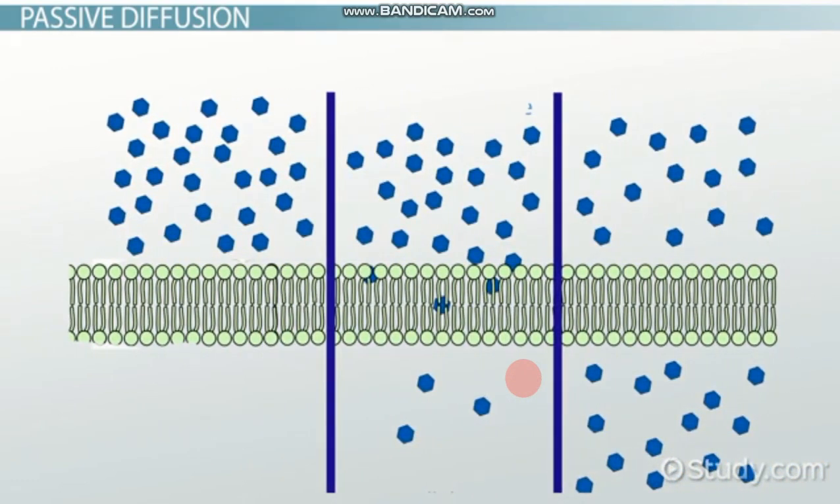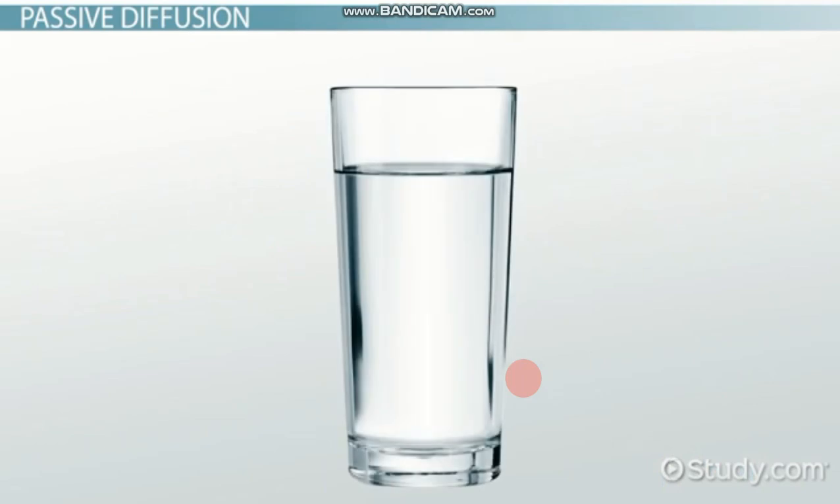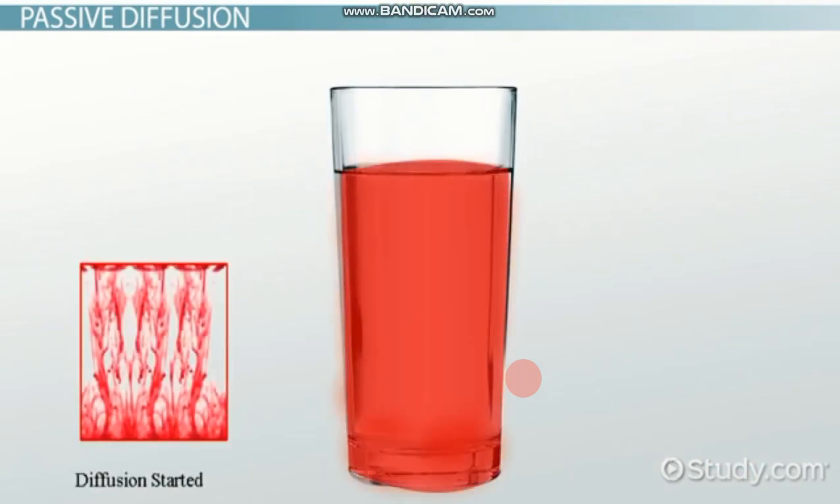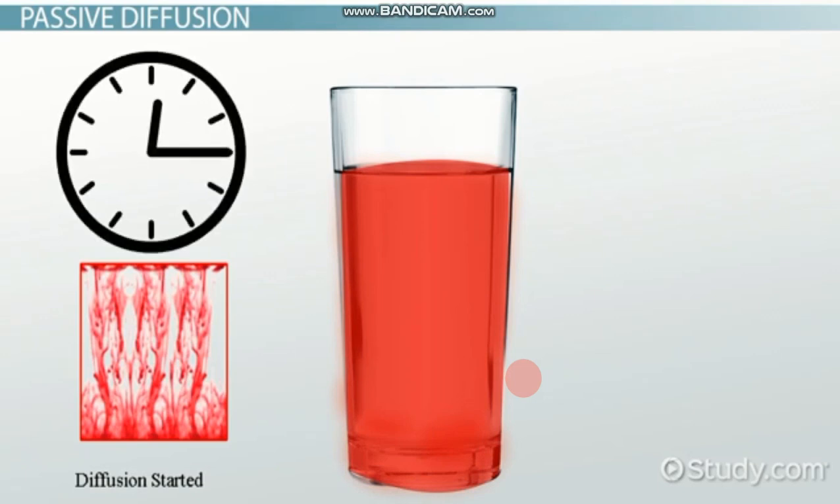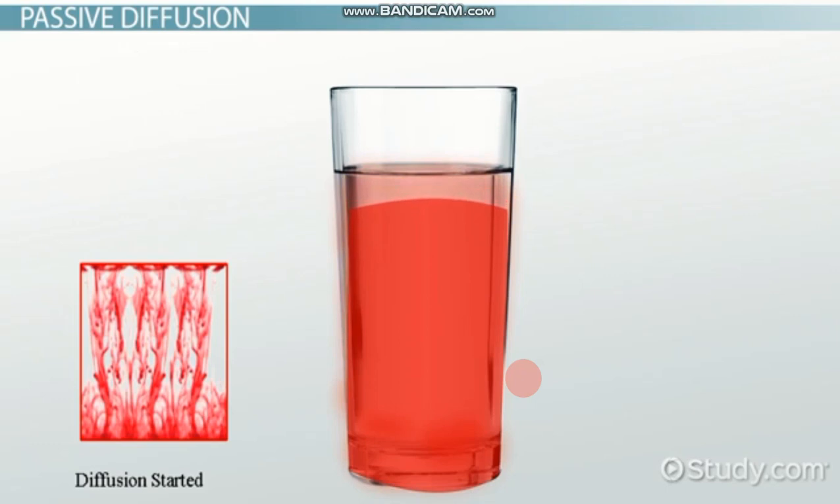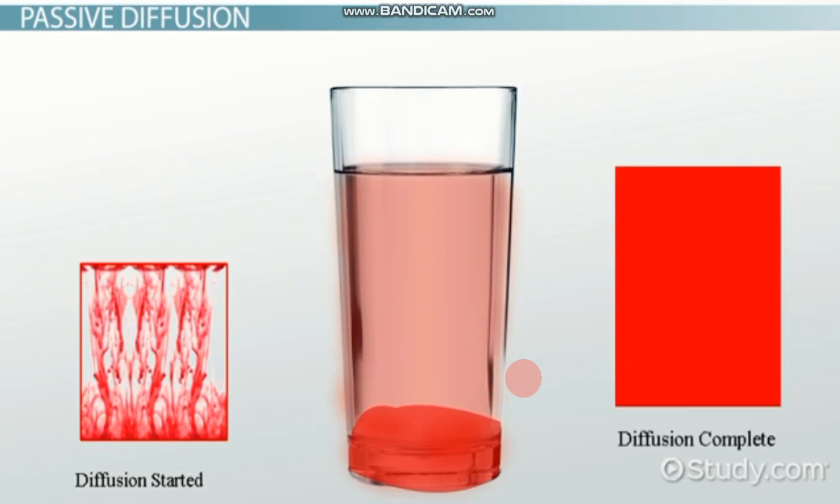A common example of this is a cup of water that you drop food coloring into. The food coloring is concentrated when dropped into the cup of water. However, after a few seconds pass, the particles become lighter in color as they move to the lower concentration level. Again, this happens without energy, so it is known as passive diffusion.